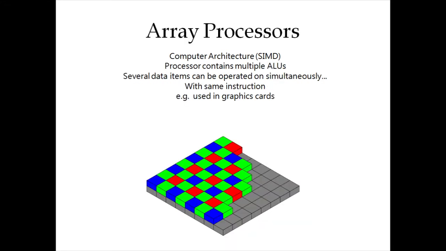Array processors are another kind of computer architecture. This one is single instruction, multiple data. The processor contains multiple ALUs. The same instruction is used to operate on several data items at the same time. Array processors are used in graphics cards. You would apply an instruction to every pixel in real time.